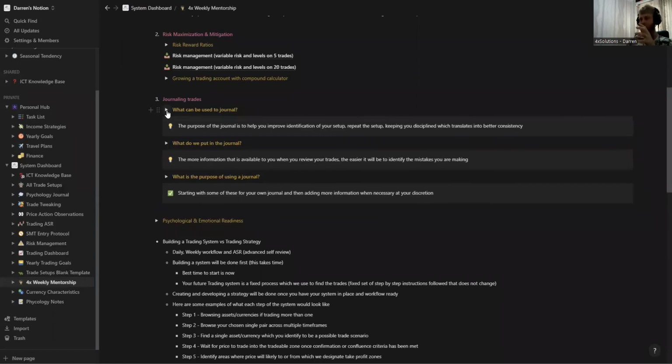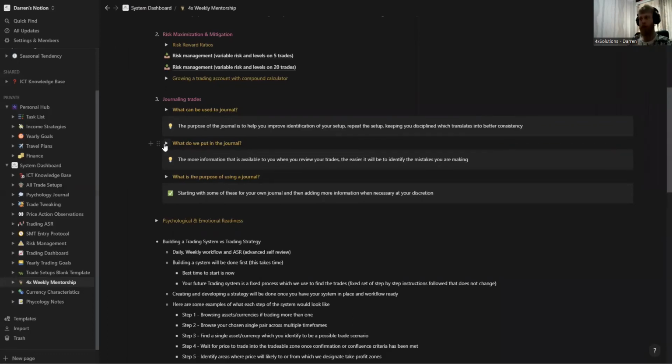If you want to trade long term and you want consistency, you have to journal. Okay, so that's just the rule of trading. If you're not journaling, you're not trading right, and because you're not journaling, you're probably finding inconsistency and you're not profitable. So you need to journal.